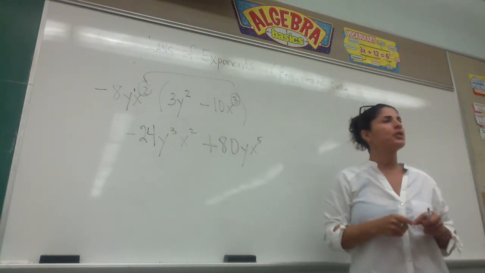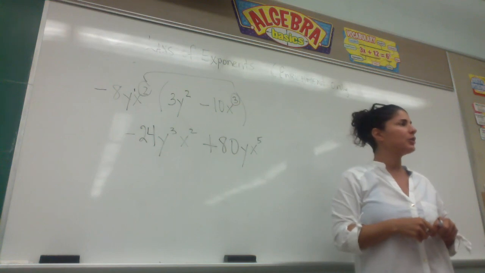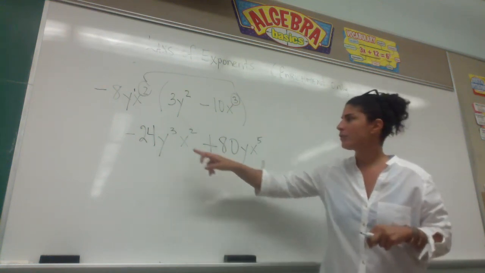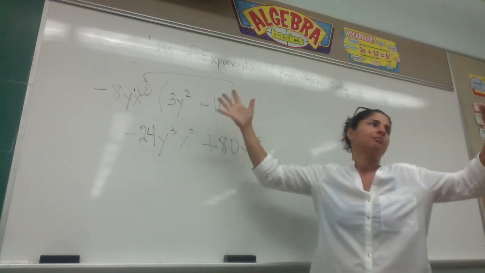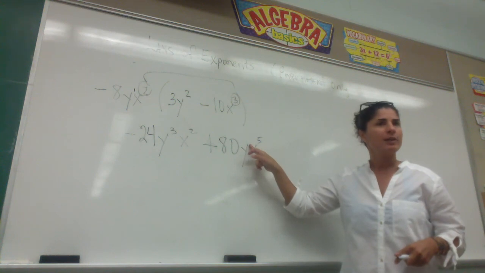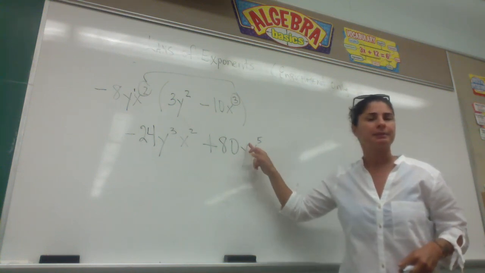And if I asked you for the degree, what would you tell me the degree was for this? Yeah? 10, 3, 4, 5, 6. Don't forget the invisible one. There are 11 for degrees.